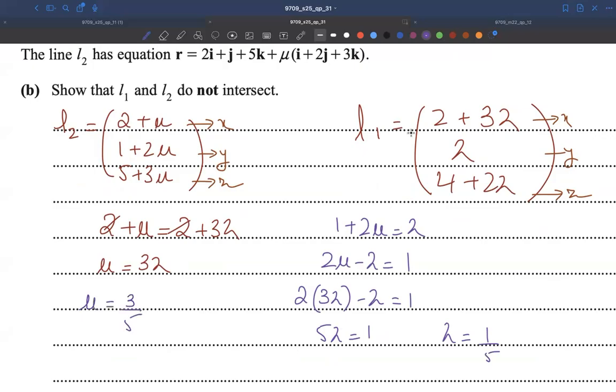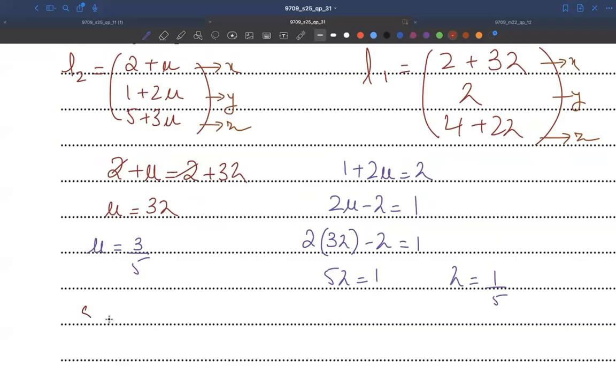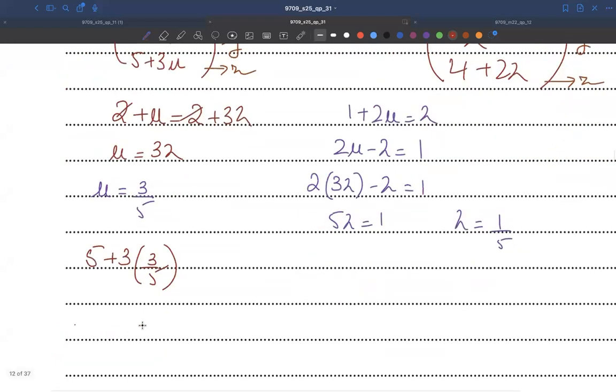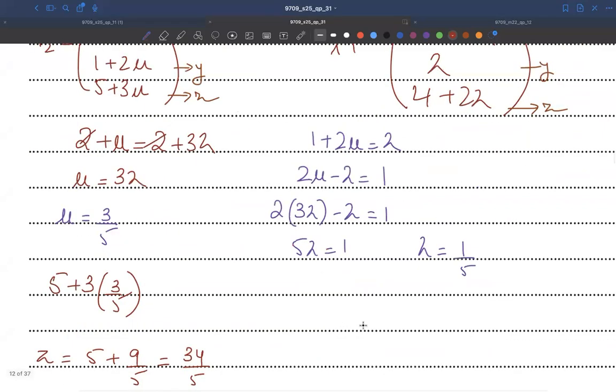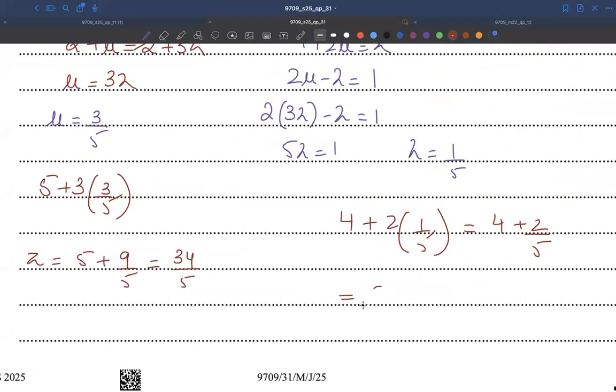And then substituting it into the equation for z, we will get for line L2, that is 5 plus 3 into 3 upon 5. That would be equals to 5 plus 9 upon 5. So the z value would be 5 plus 9 upon 5. That will be 34 upon 5. And for L1, z would become 4 plus 2 lambda. So 4 plus 2 into 1 upon 5. That would be 4 plus 2 upon 5. That is equals to 5 4s are 20, and 20 plus 2 is 22 upon 5. As they are not equal, it means that they do not intersect.